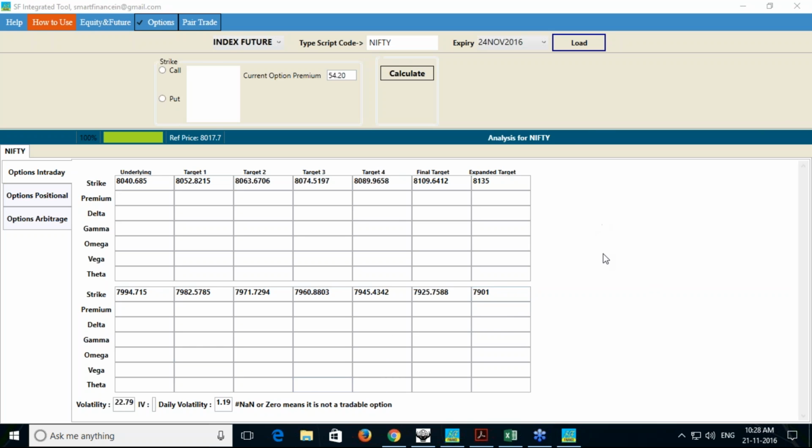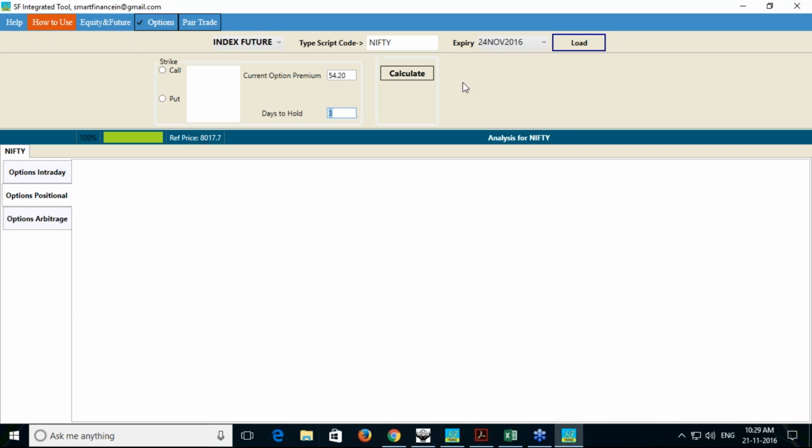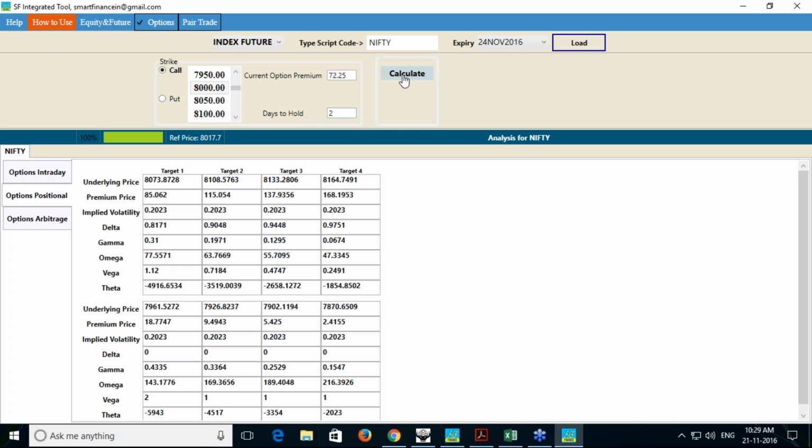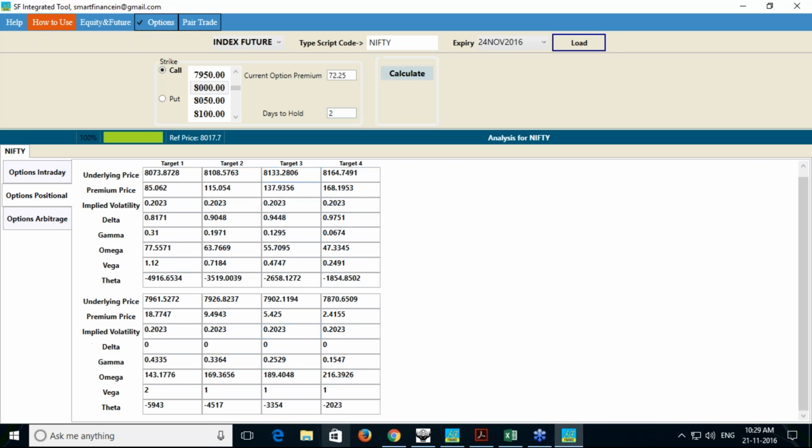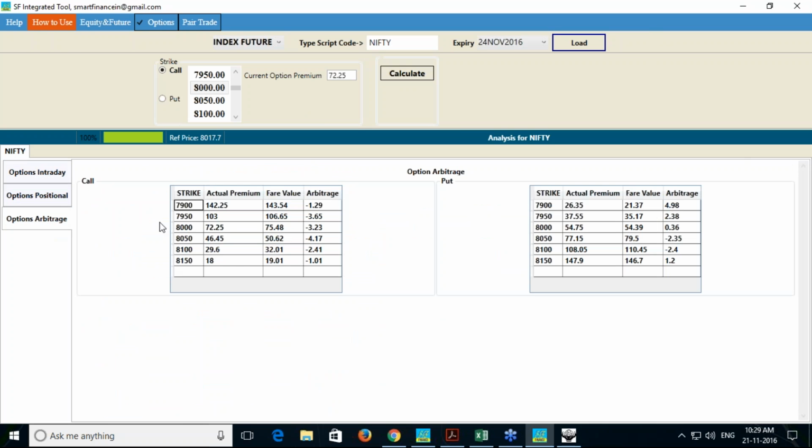And as I told you, for positional options, we have to do the same way. The only thing is that whichever position we are going to take, it should be for a minimum of 3 days, maximum 10 days. Because we do not have 3 days remaining here, I'm just taking this 2-day period. So you can do positional trades also in this order. Fine, so this is how you should trade in option arbitrage, option intraday, option positional, using the 1SD software.